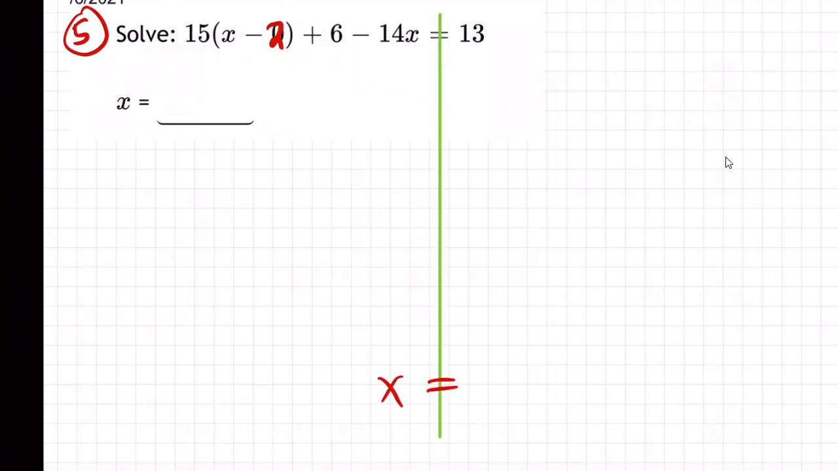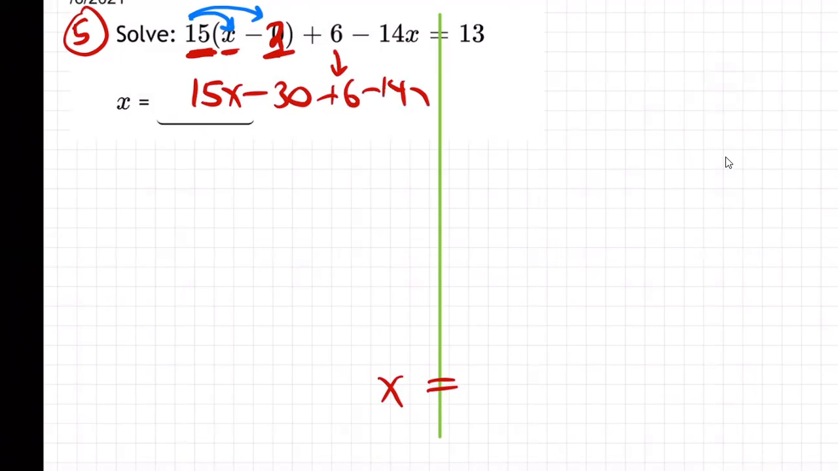Well, we have parentheses, don't we? And so I'm going to distribute. I changed mine. Mine originally was a 0 there, but I just wanted to make it a 2, make it more interesting. Okay, so I multiply. 15 times X is going to be 15X, minus 15 times 2 is 30. Well, let's just bring down the plus 6 and the minus 14X.